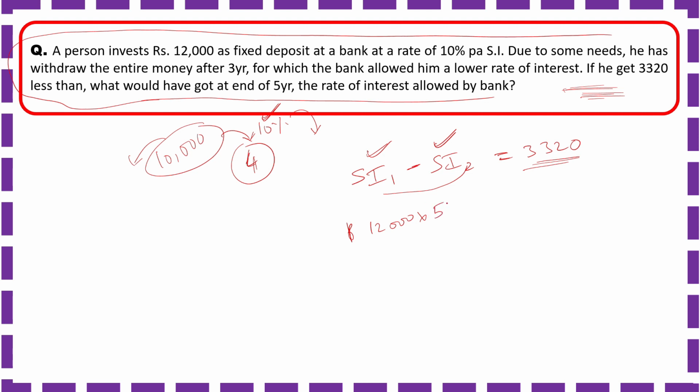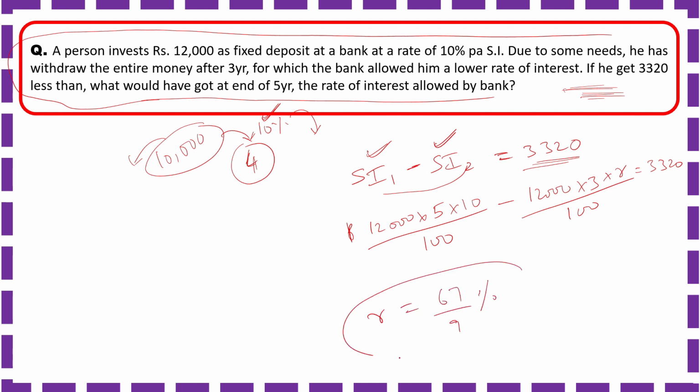N is time is 5 and the rate is 10% by 100. Okay, and in second case, simple interest is 12,000, time period is 3 years, we don't know R, we must find it, by 100 is equal to 3320. Now calculate this, you will get R as 67 by 9%.